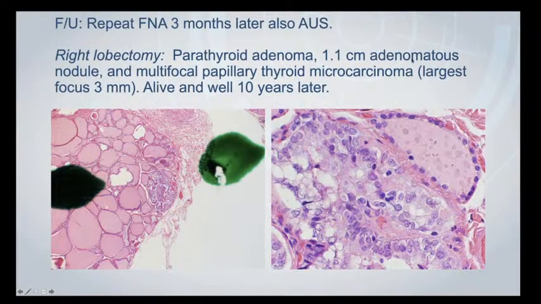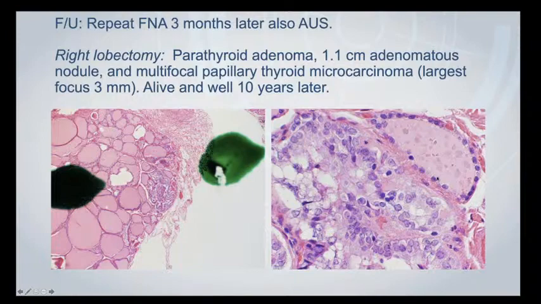Well, this patient did have hyperparathyroidism, and they took out a parathyroid adenoma, but that's not really relevant here. The nodule that was biopsied turned out to be a 1.1 centimeter adenomatous nodule, as shown here. Clearly, mostly macrofollicular, but there was multifocal papillary thyroid microcarcinoma in the specimen. And here's one example of this embedded microcarcinoma on higher magnification.